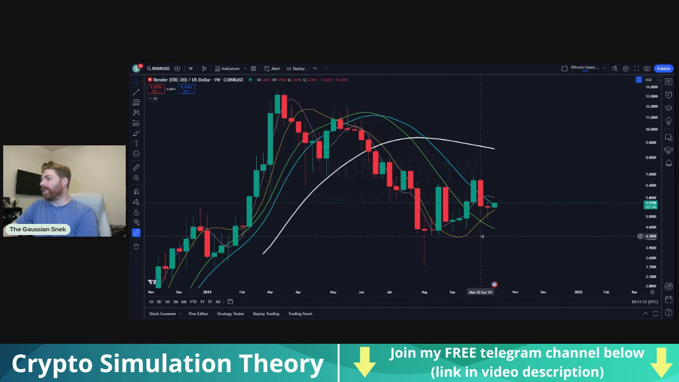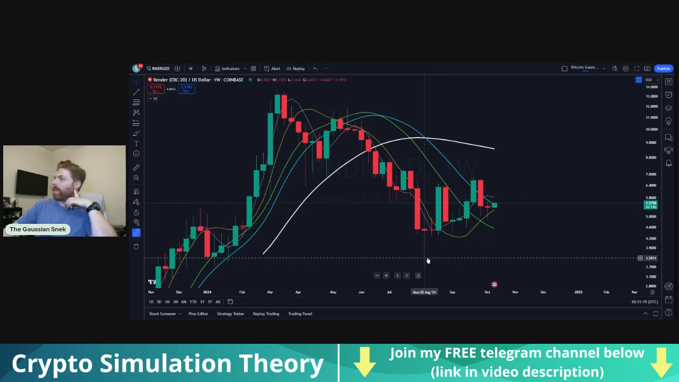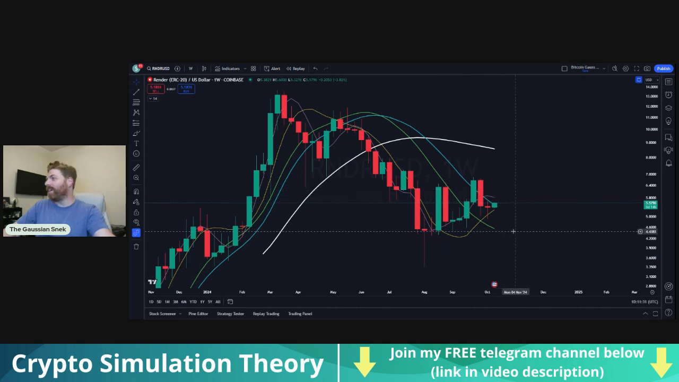So what we notice is that Render does appear to have bottomed along with Bitcoin. It seems to move kind of in tandem with Bitcoin, almost like a more volatile version of what Bitcoin looks like. And just like Bitcoin, it got rejected at the 50-week and had a death cross just like Bitcoin. Is this Bitcoin's chart? This looks just like Bitcoin.